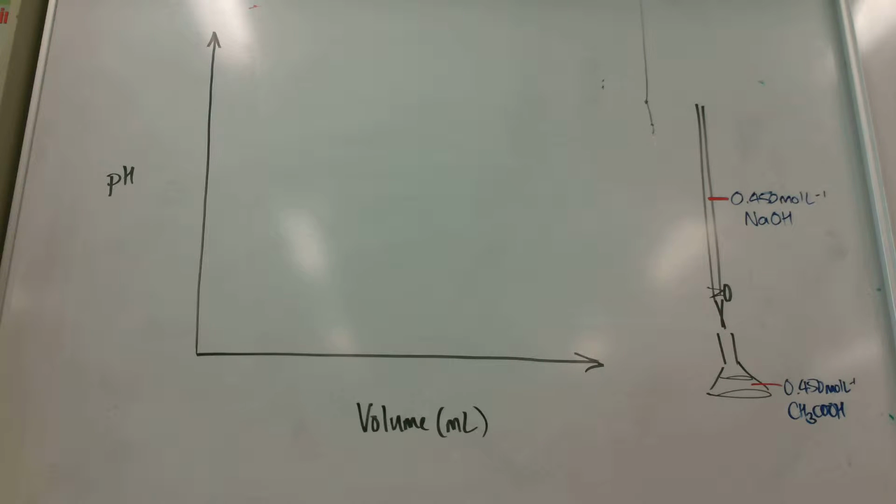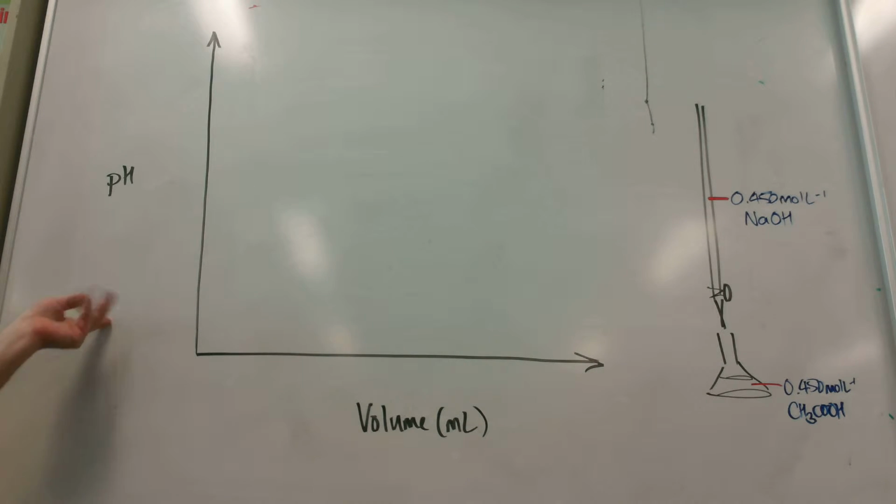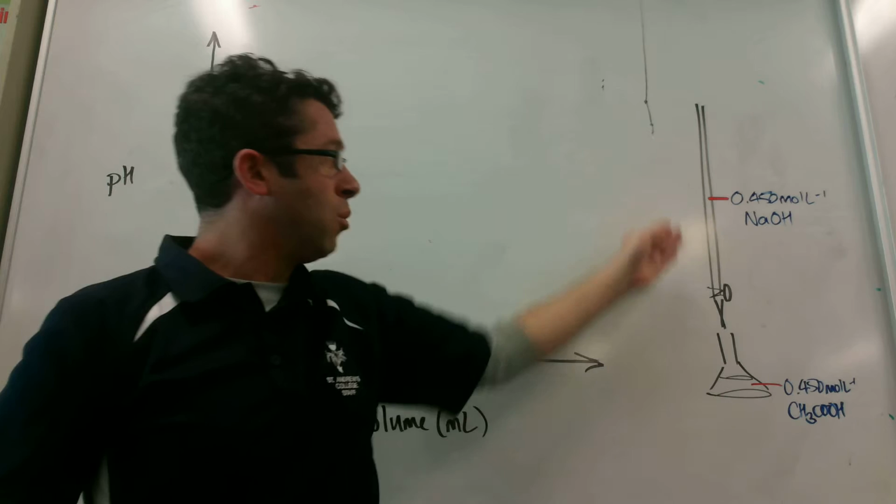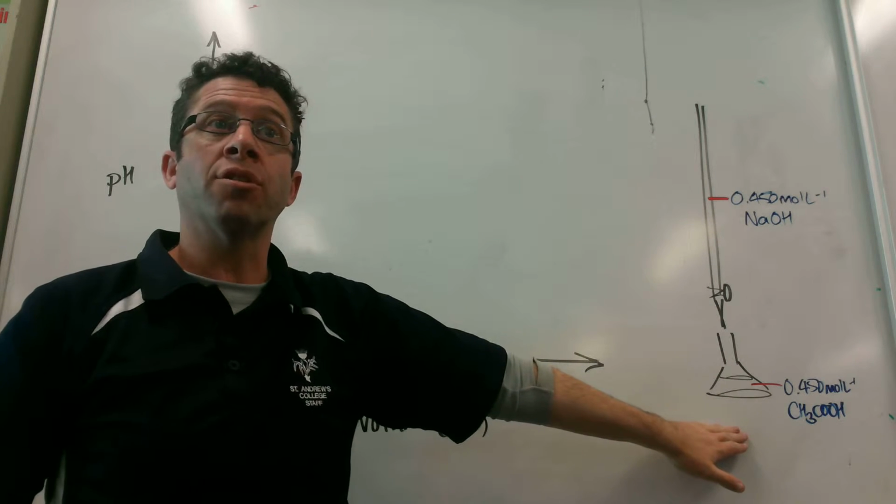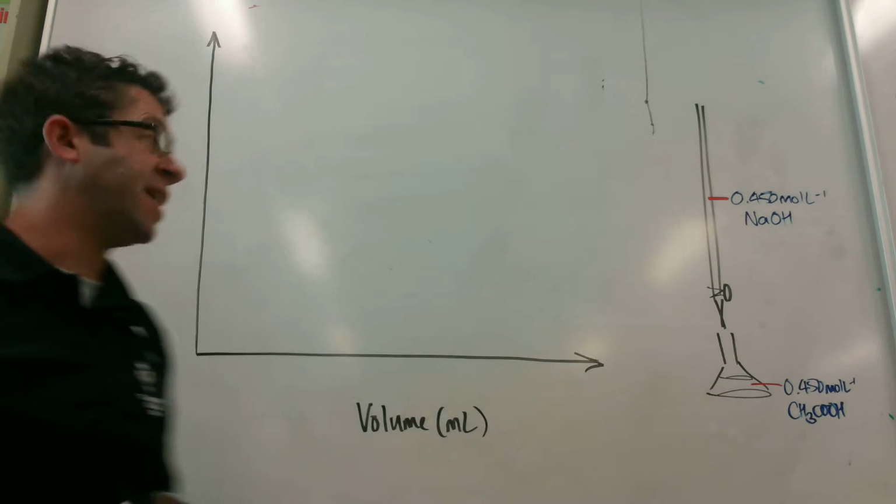So one of the things you are likely to get a question for is to sketch a titration curve. There are some really important points that we have to be able to identify. We need to be able to work out what the initial pH is, so what pH we started with before any of what's in the burette is added to what's in the conical flask, so before it even starts.